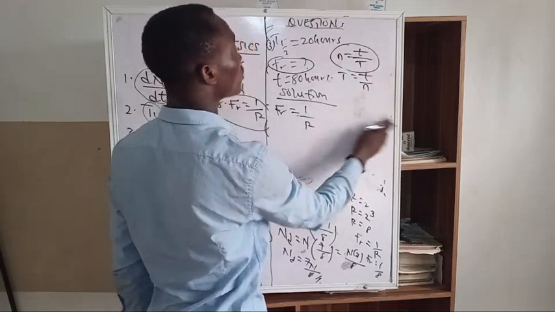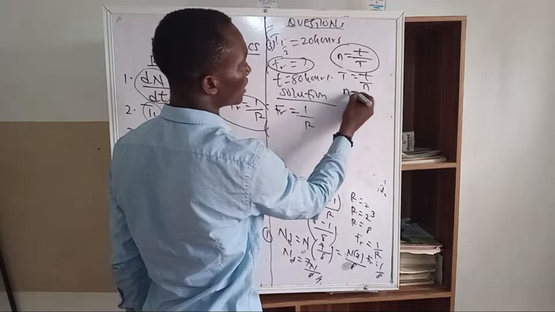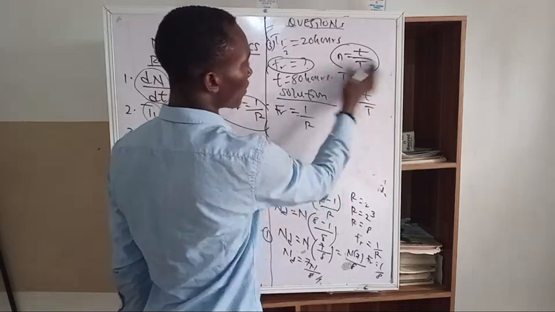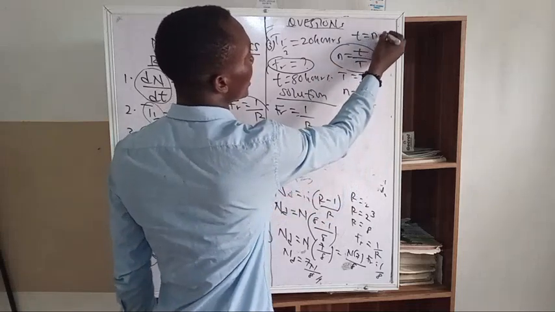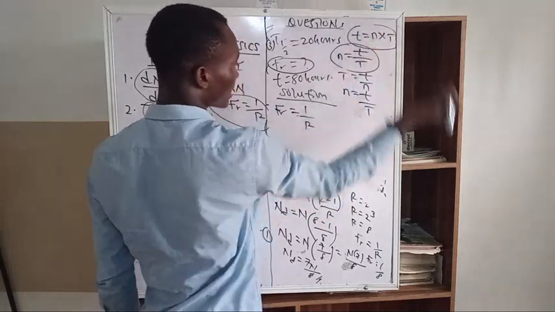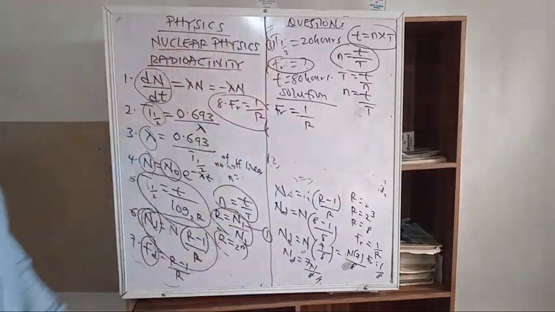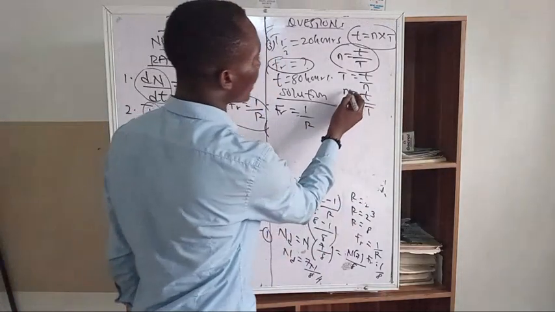But I don't want to dwell on that. I'm looking for n, so I'll just start from n = t over T. This one is for when you're calculating for half-life. If you are looking for time taken, the time taken automatically becomes n multiplied by T. That's simple mathematics: you make the subject of the formula in terms of the other. So n = t over T.